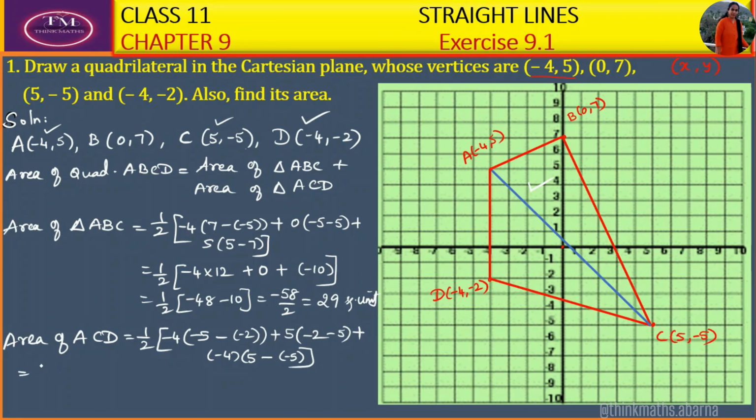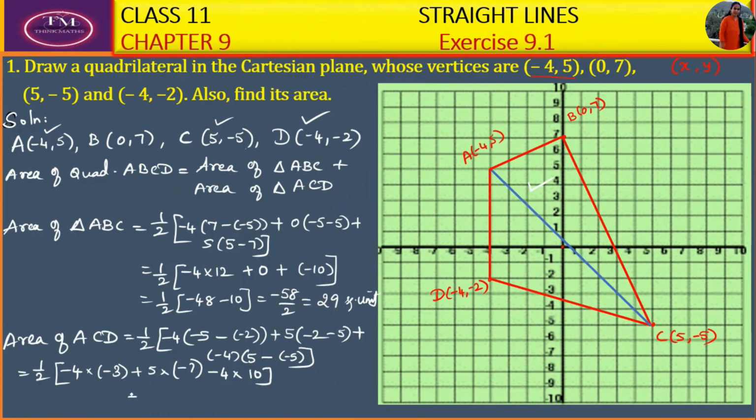Okay, so it is equal to 1 by 2 into minus 4 minus 5. This is minus into minus, plus. So minus 5 plus 2. Minus 5 plus 2 is minus 3. Plus 5 into minus 2 minus 5. It is minus 7. Next, minus 4 into 5. Minus into minus, it is plus. So 5 plus 5, it is 10.